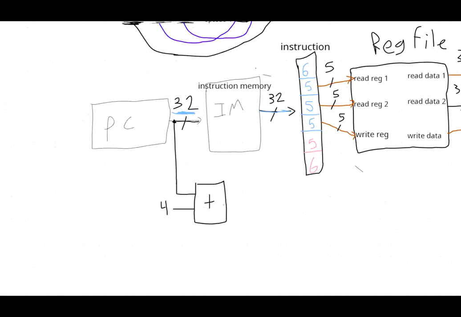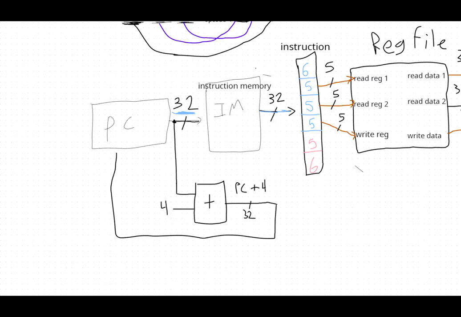Then it's going to come out of here, and this is going to represent PC plus four. But again, the size is still 32, so you have to make sure you show that. And then we just have it go back to the PC, and then the next instruction is ready to be executed.